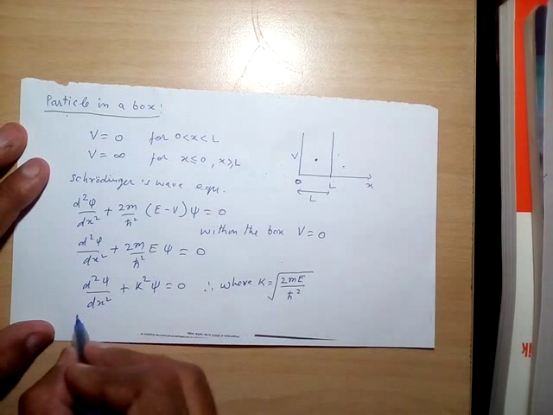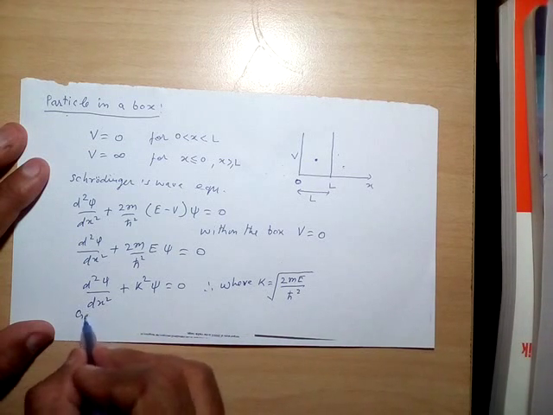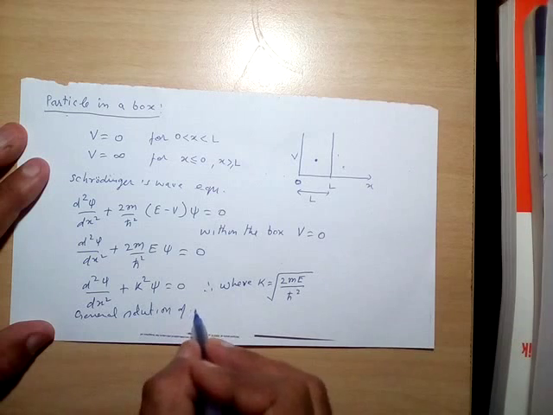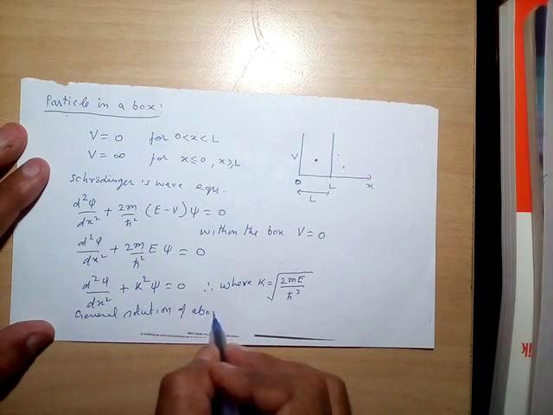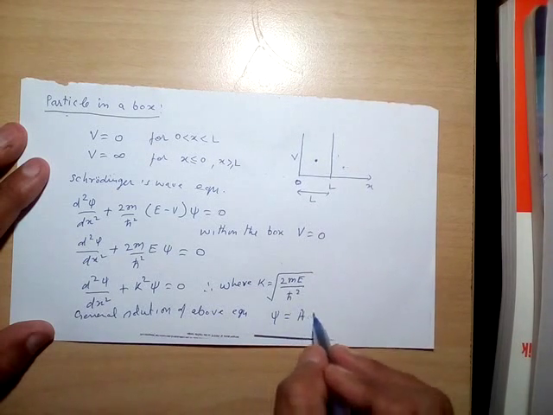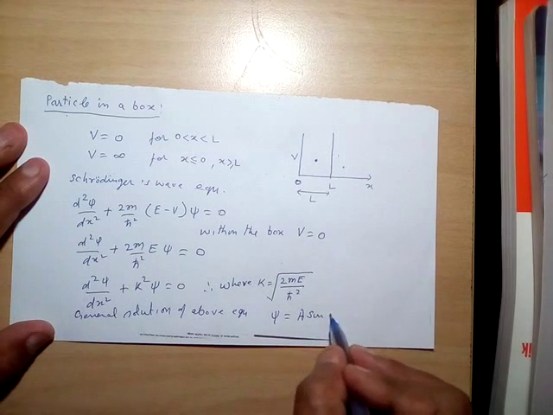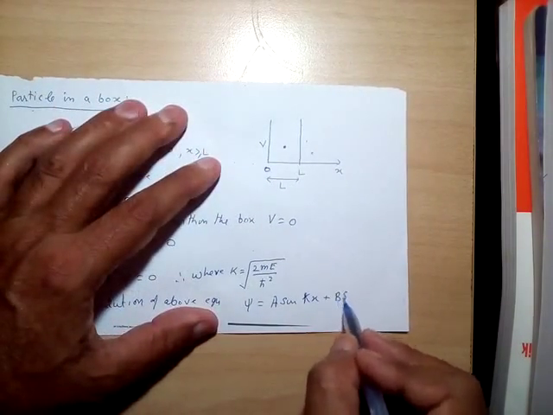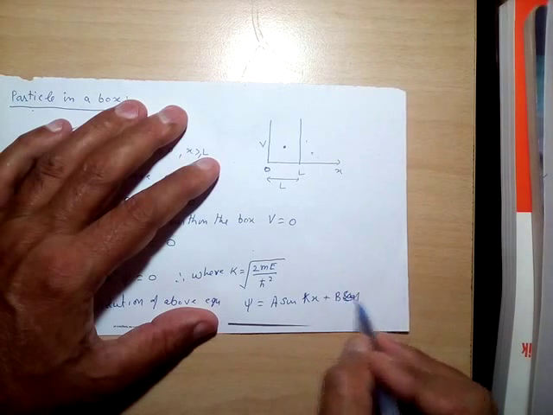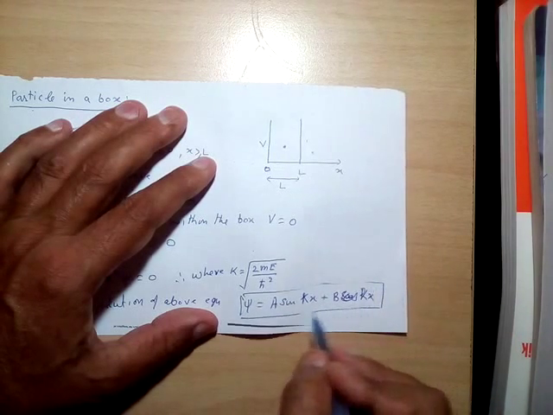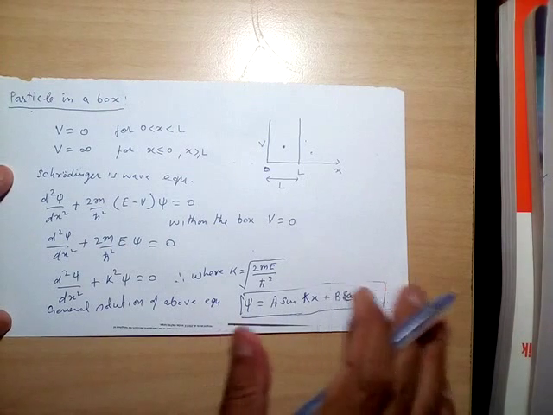And the general solution of the above equation is psi is equal to a sin kx plus b cos kx. So this is the general solution of the above differential equation.